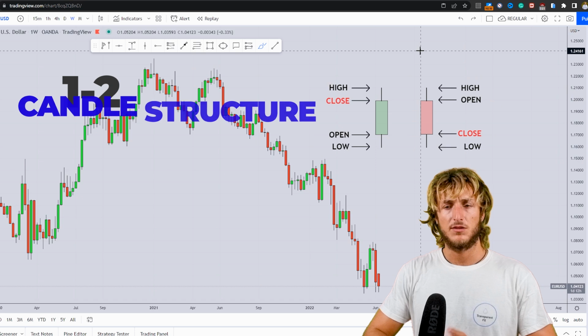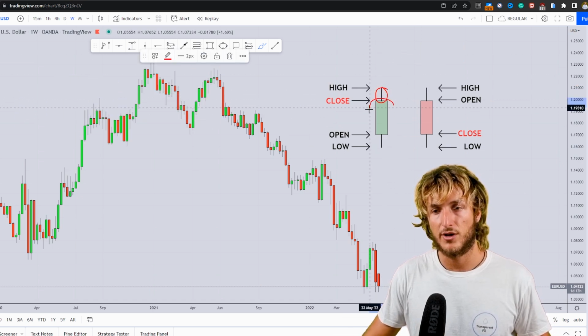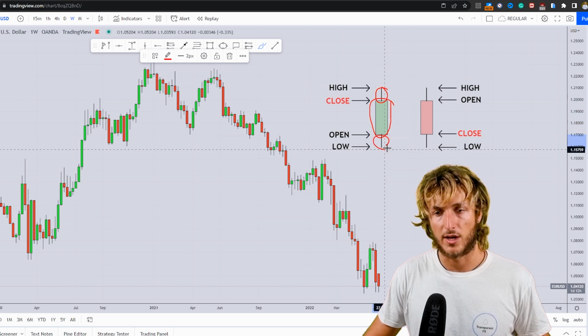Now, these are the basics. You must know these things. This is the wick. This is the body of the candle, and this is the wick. Same thing here.